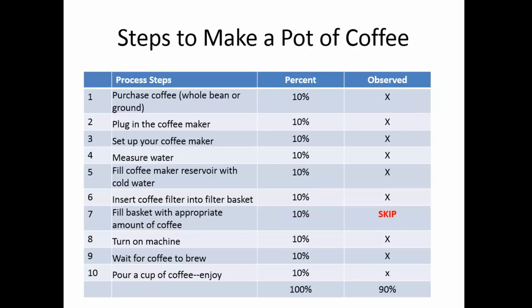And so they got a 90%, but they never made a pot of coffee because there was no coffee in the basket. So do you see how you have to be thinking about, nope, they got to do all 10 steps to pass. Okay, so that's an important concept to understand in process.